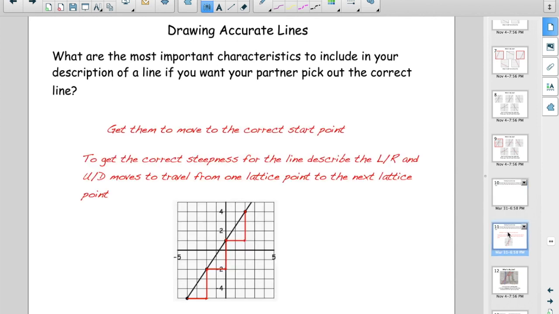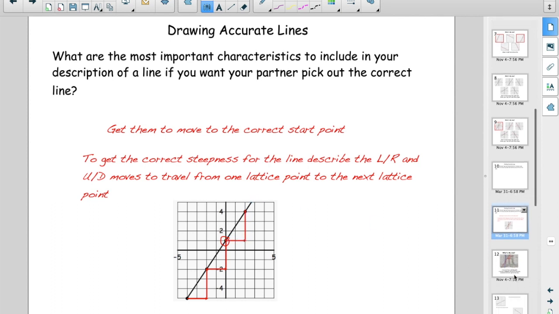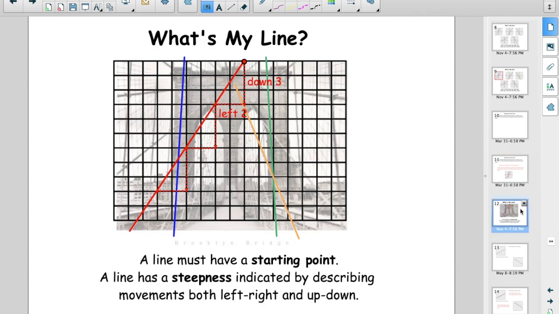All right, resuming. You want to get them to move to the correct start point, and of course the correct start point is going to be a y-intercept. So we got you to this point right here, which was the y-intercept. And then to get the correct steepness, we described a slope in terms of left-right moves and up-down moves to travel from one lattice point to the next. So you should mark all the lattice points, where your line or curve intersects two grid lines. And our slope in this case would be 2 right and 3 up. All right, so let's come back to where we started.